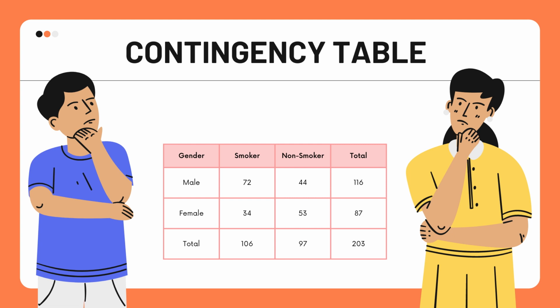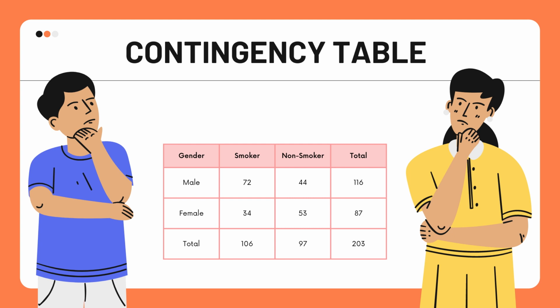Along the top, we have the two options for one categorical variable, smoker and non-smoker. And then along the side, we have the two options for the second categorical variable, male and female. The table we have here is called a frequency table because it records count values for a study.